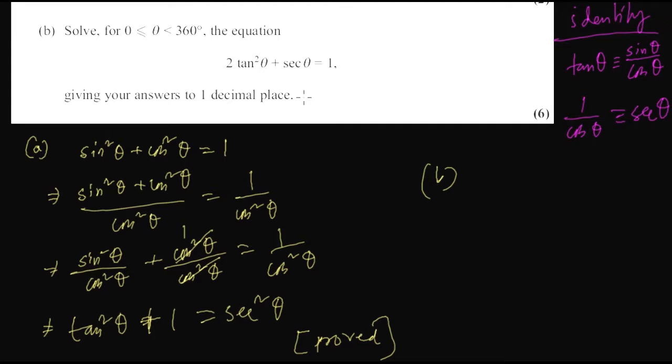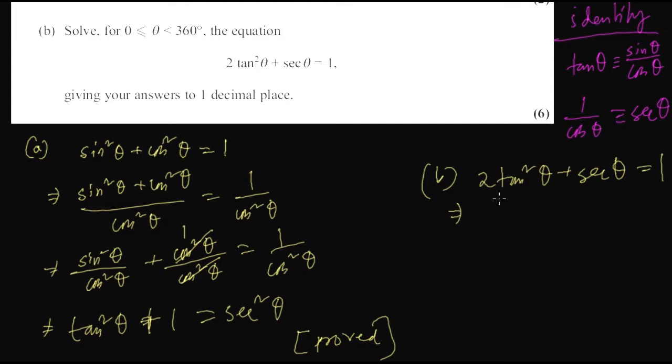Now we have to solve this equation. If you remember, in the previous sum we proved an identity. For solving this, here it's in degrees, and 360 degrees is not included, less than that. Remember, most of the time C3 is about radians, so this is an exceptional sum, it's in degrees. So 2 tan squared theta plus sec theta equals 1.